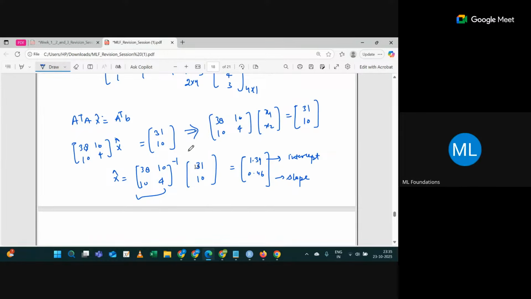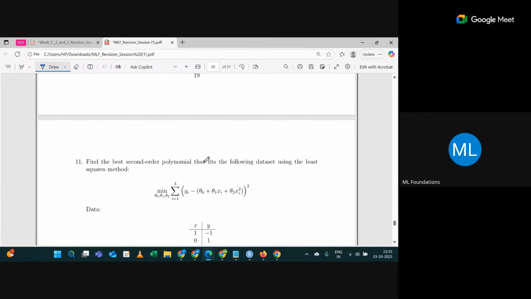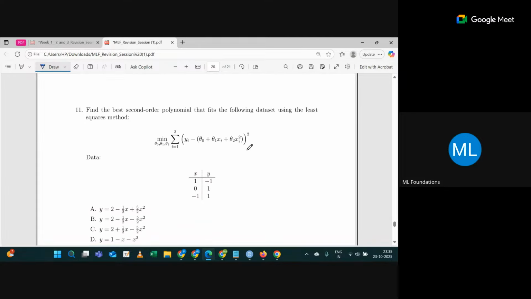Okay, so the last question is to fit, see, now we fit the linear regression, right? What about this second order polynomial? So I will tell you the way to approach this kind of situation. Okay, any one of you, would you like to go ahead? If you have done this kind of question, can you explain how to proceed?